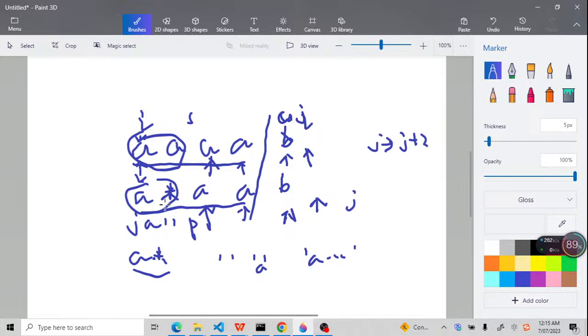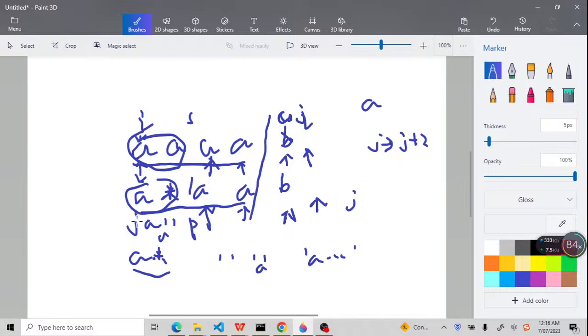Because this is one representation. If J plus 2, it will go to here. Of course, we should know here we have 4 A's, here we have 2 A's. It is not the case, it will return false. But there is another condition, so this A star can become A. So this A star, if it becomes A, what is the case? If it becomes A, so here this I pointer also pointed to A for the S string.